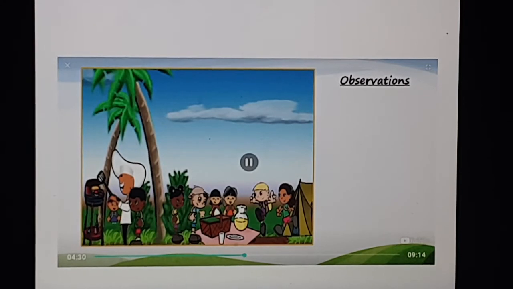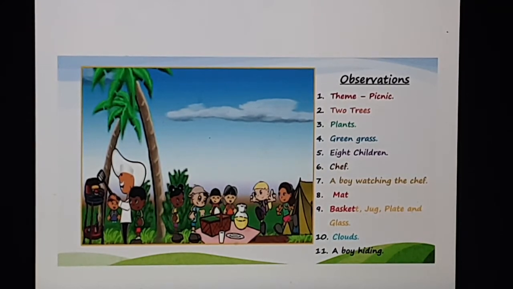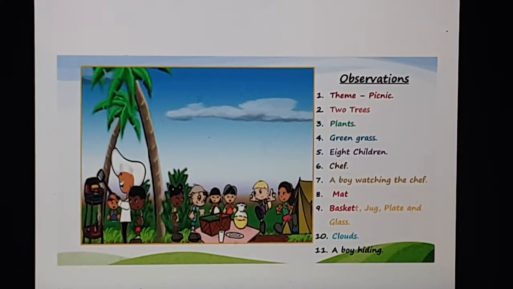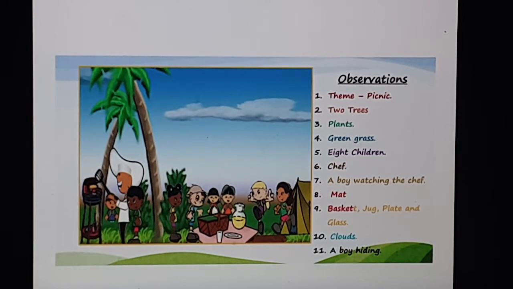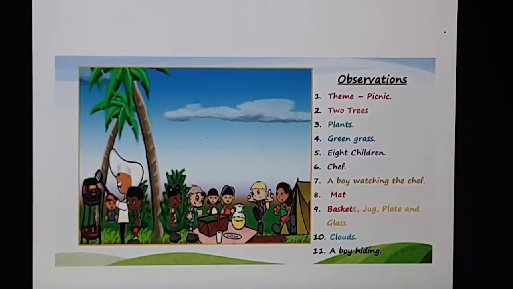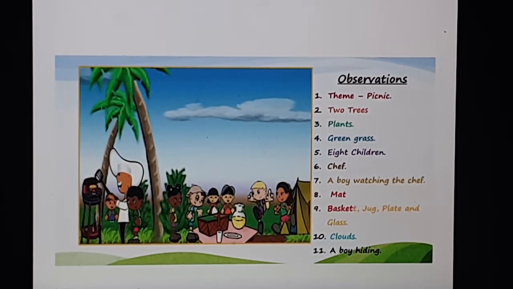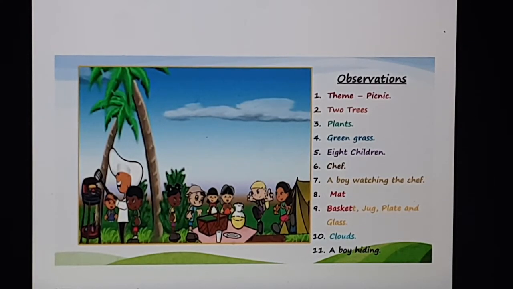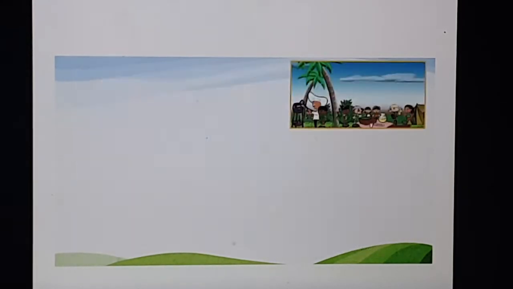Now whatever you have observed, note them down. What all observations you have made. Think about the theme first. Okay, this is a picnic scene. Now what can you see there? We can see two trees, we can see some plants, we can see green grass all around, we can see eight children, a total of 8 children. We can see a chef, we can see a boy watching the chef, we can see mats, we can see a basket, and near the basket there is a jug, plate and glass, clouds, a boy hiding also. So these are the observations we have made out of this picture.